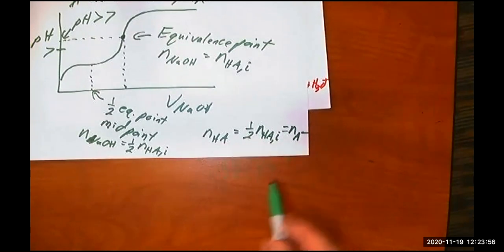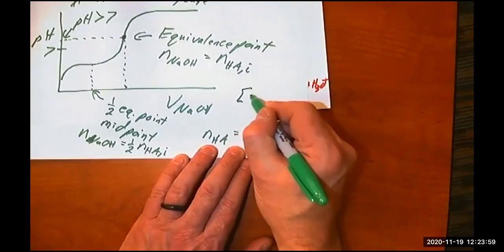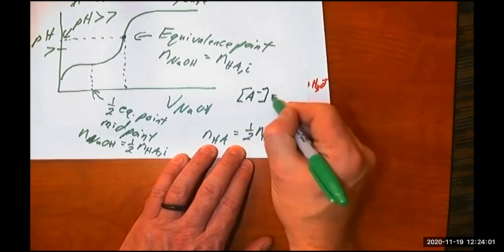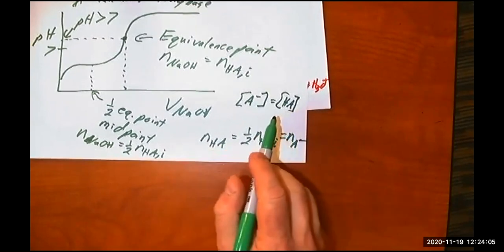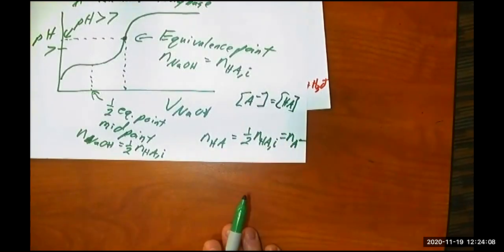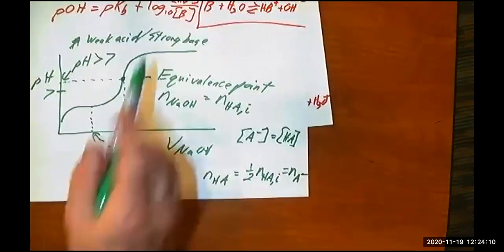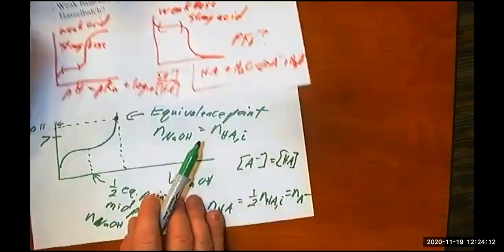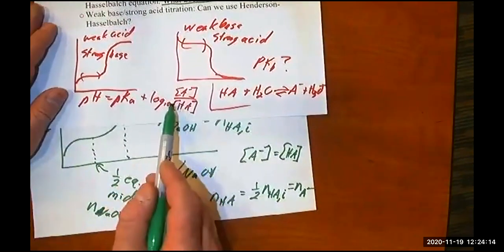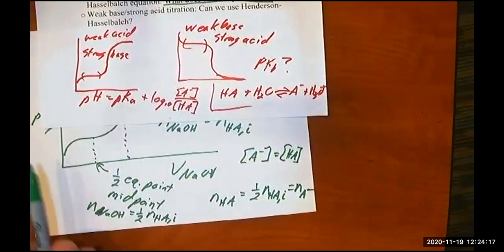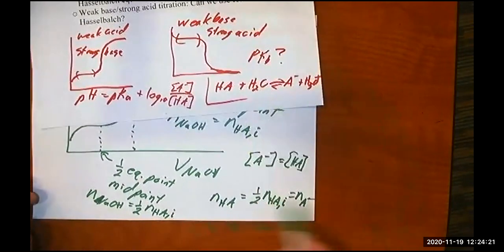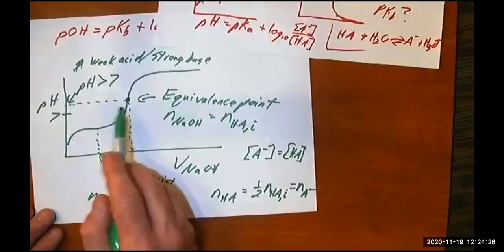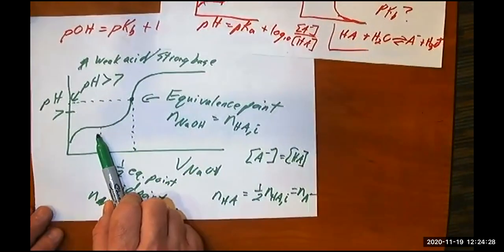So when that is the case, we have the concentration of A minus equals the concentration of HA, and we are at the very middle of the buffer region where the Henderson-Hasselbalch equation says that this log goes to 0, and so the pH equals the pKa. So that is the difference between the equivalence point and the midpoint.